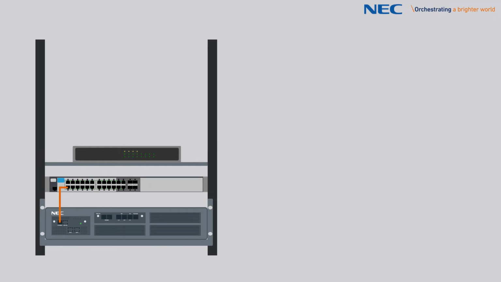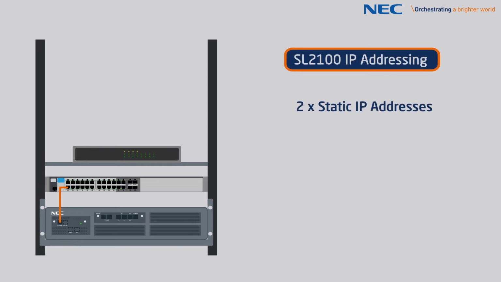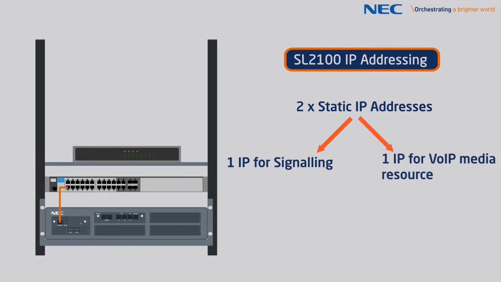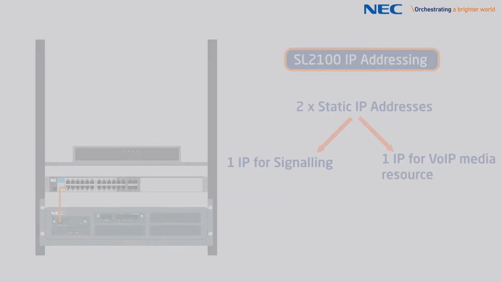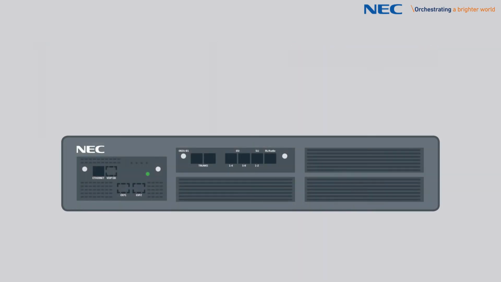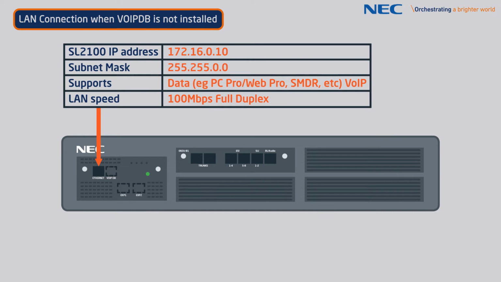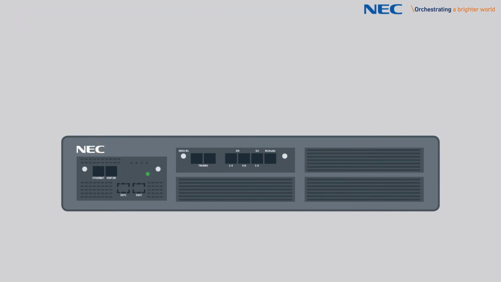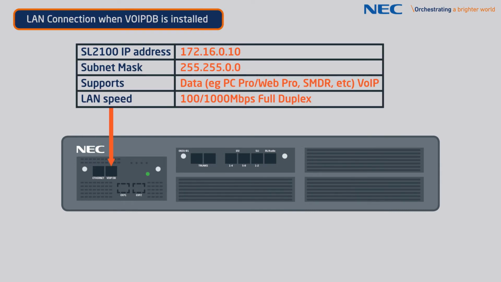The SL2100 will require 2 IP addresses in the customer's network, an IP address and subnet mask for signaling and an IP address for VoIP media resources. If you do not have the VoIP DB card installed, then connect to the Ethernet socket of the CPU card. If you have the VoIP DB card installed, then connect to the Ethernet socket of the VoIP DB card.